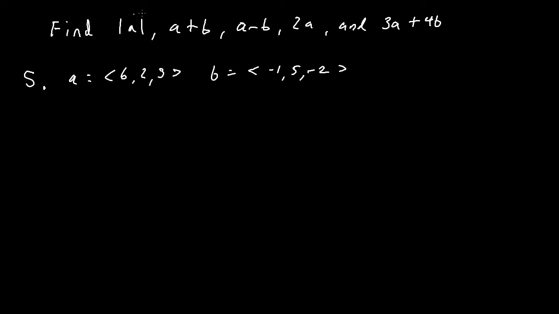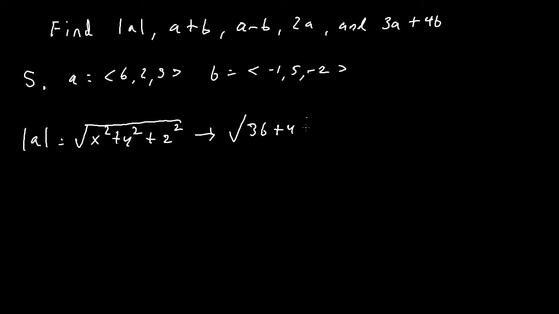So now in order to find the magnitude of a, now remember in the second dimension, when we had just the x and y coordinates, we could just take the square root of x squared plus y squared. Now since we have an extra component z, we have to add the z squared. This is going to be the square root of x squared plus y squared plus z squared. So the magnitude of A is going to be the square root of 6 squared, which is 36, plus 2 squared, which is 4, and then plus 3 squared, which is 9. So that will give us a square root of 49, which is 7.